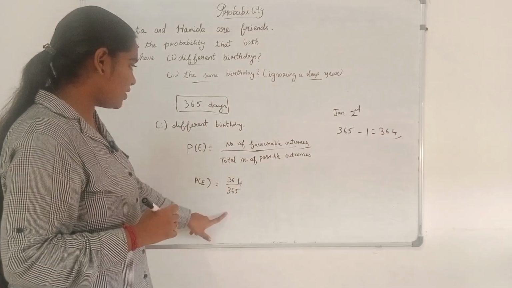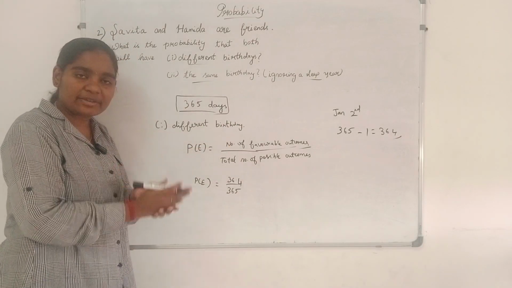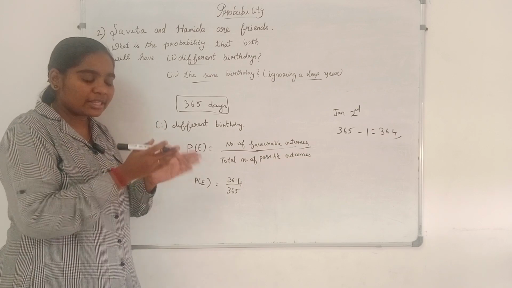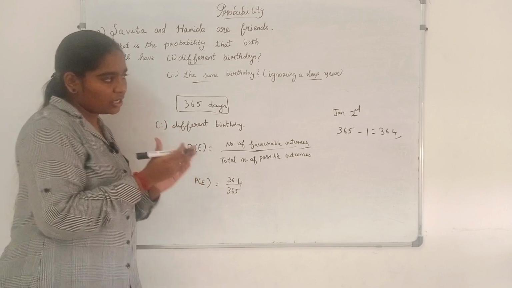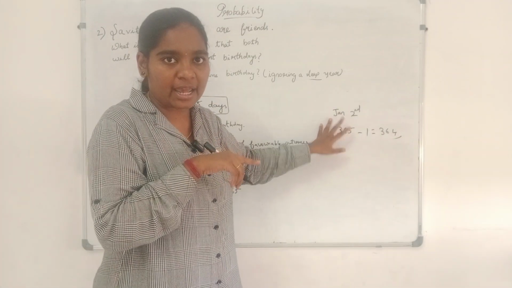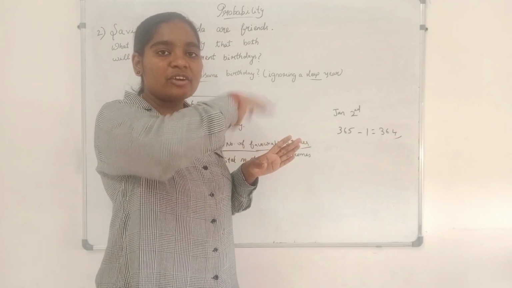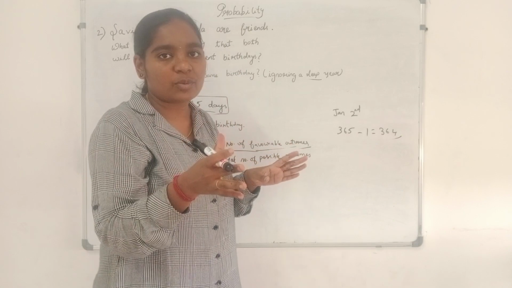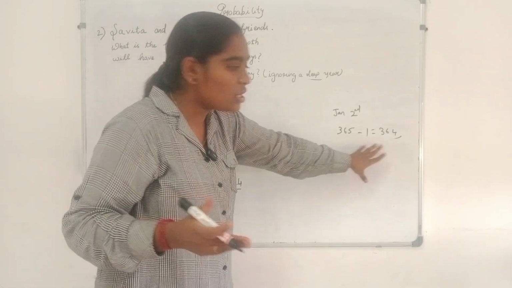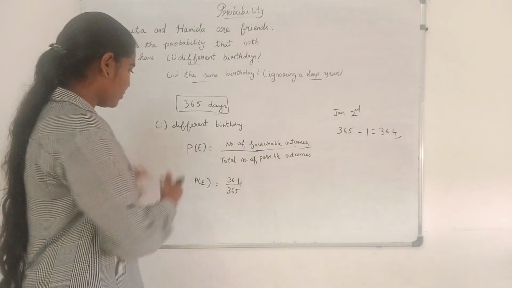This is the probability for different birthday. So the concept is Savita's birthday is different from Hamita's, or Hamita's birthday is different from Savita's. So they are different birthdays. If you are taking one day in 365 days as Savita's birthday or Hamita's birthday, then in any of the rest of the days, the other one's birthday will be there. So in 365 days, one day has been gone. So 364, the answer is 364 by 365.